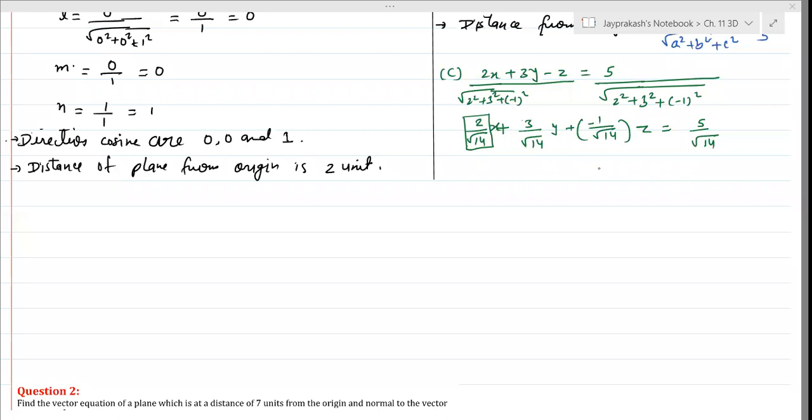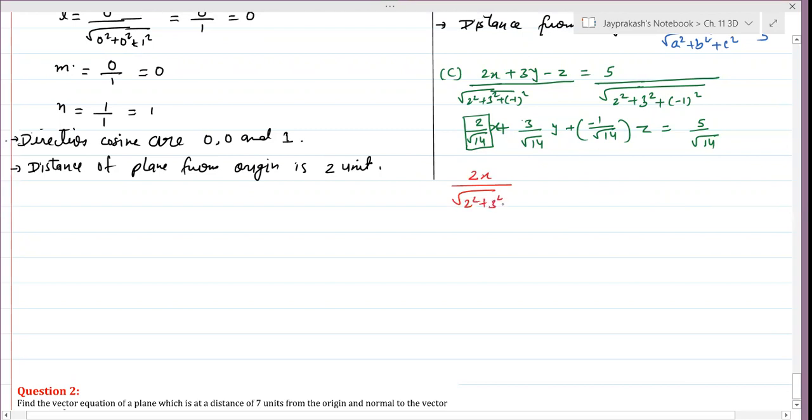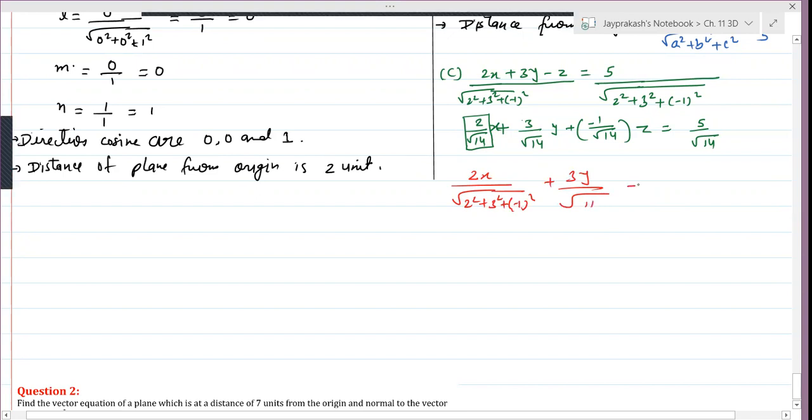So what we were discussing in the last period is that if x, y, z have different coefficients apart from 0 and 1, in such a case we will divide each term by the square root of their components with the same value. And the last one is plus, we will write here minus z upon square root of the same value, and this side is 5 upon square root of the same value. So by using this, we have calculated this one.